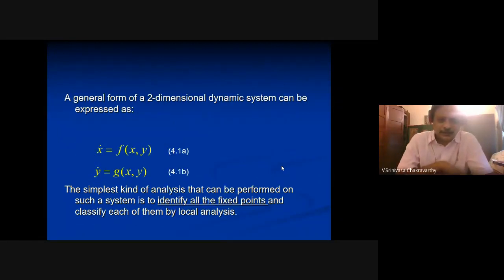So how do you study that? What is the general form of a two-dimensional nonlinear dynamical system? So it is given like this: the two variables x and y. So earlier we were using notation x1, x2, x3, xi, right? But now for the phase plane, let's use notation x and y. So x dot is equal to f of x comma y, y dot is equal to g of x comma y. So this is a very general form of a two-dimensional dynamical system.